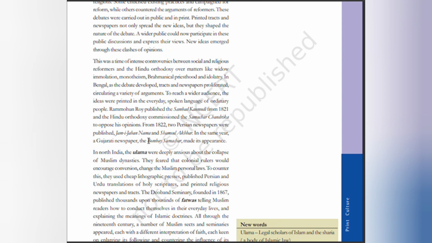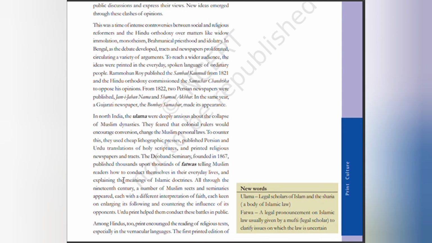In North India, the ulama were deeply anxious about the collapse of Muslim dynasties. They feared that colonial rulers would encourage conversion and change the Muslim personal laws. To counter this, they used cheap lithographic presses, published Persian and Urdu translations of holy scriptures, and printed religious newspapers and tracts. The Deoband Seminary, founded in 1867, published thousands of fatwas telling Muslim readers how to conduct themselves in their everyday lives and explaining the meaning of Islamic doctrines.